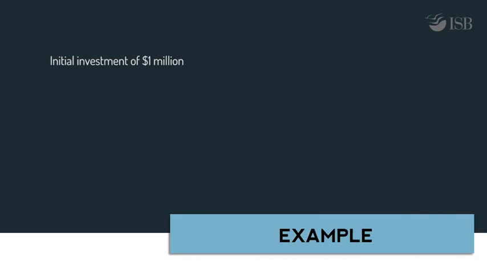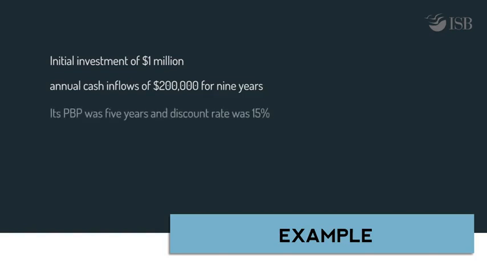Let's revisit our earlier example of a project with an initial investment of $1 million followed by annual cash flows of $200,000 for 9 years. We found its payback period to be 5 years. The project had a discount rate of 15% per year. The discounted payback period requires us to discount all cash flows back to zero.